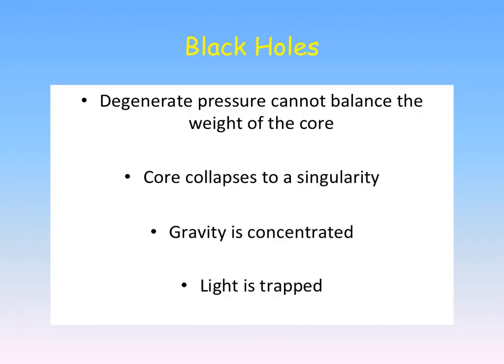So in order to actually have a black hole, you have to have a star of extreme mass in which nothing can uphold the stability of the star after that collapse of the core. So there's nothing that can balance that out. So you have this core that collapses to a singularity. All of the gravity is then concentrated into a single point, and even light then would be trapped.